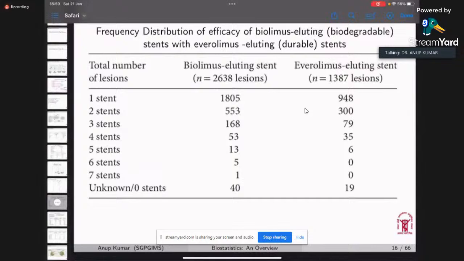So these are the possible outcomes: 1 stent, 2 stents, 3 stents, 4 stents, unknown, or 0 stents. And this is the frequency of these categories. So you can see that this is again the total number of lesions. What is the type of this data? So this data is again discrete metric data.